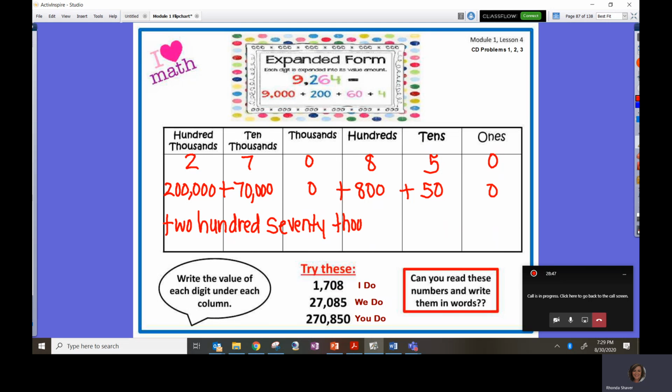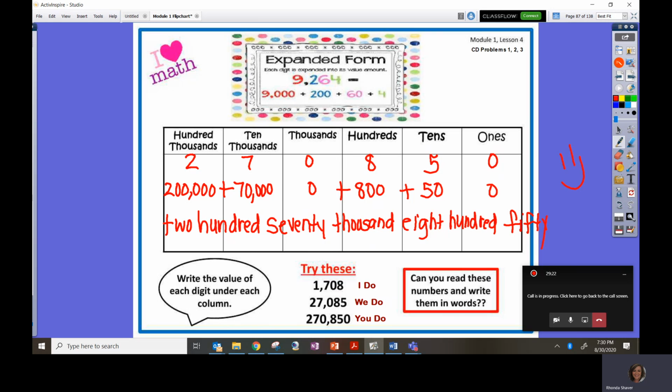Now we're going to write this out in words. 270,000 850. Ooh, that was challenging, wasn't it? Look at that number in word form. 270,850. Whew. So you can do it, and you did. Nice job. Smiley face for everyone.